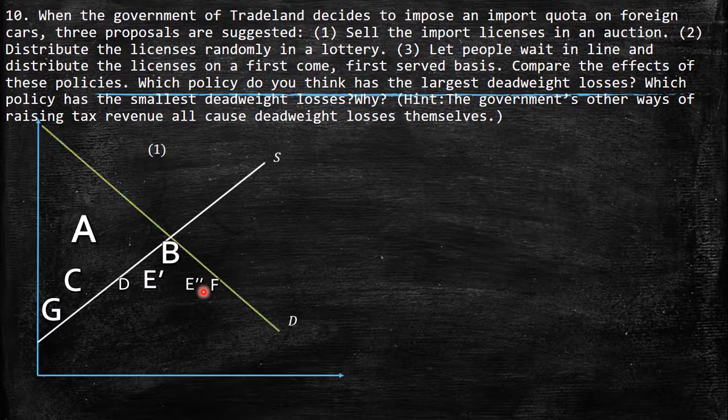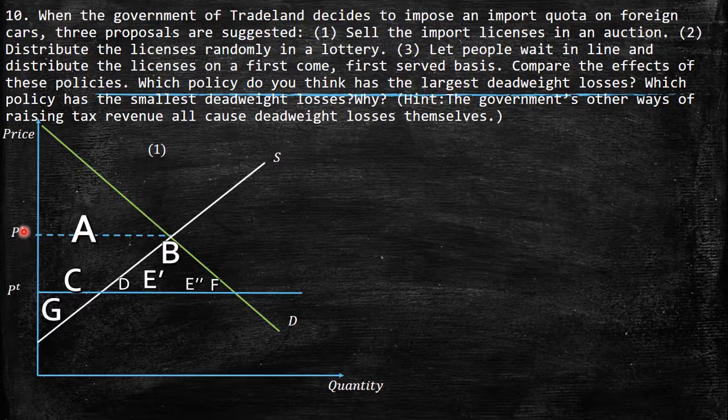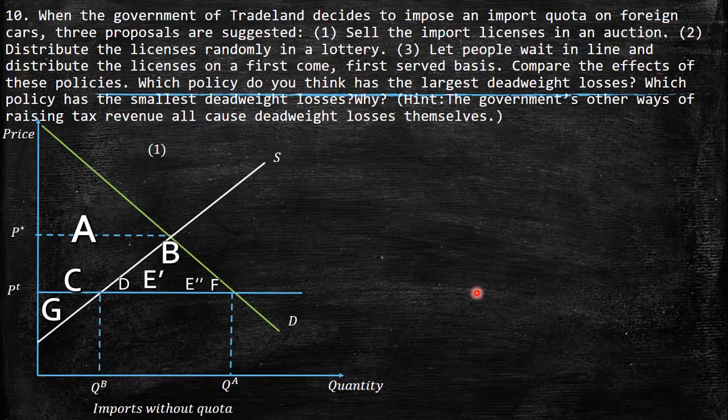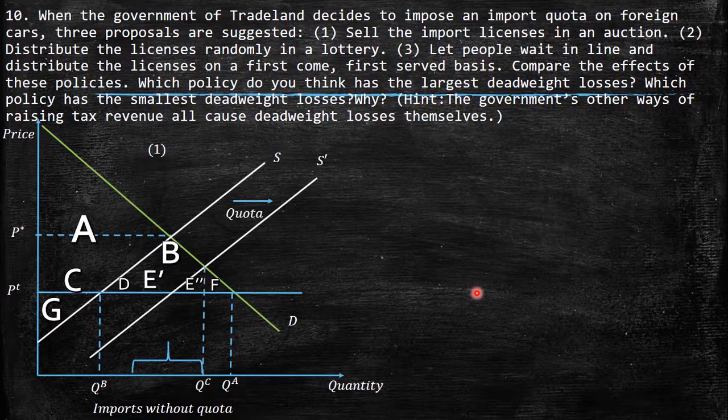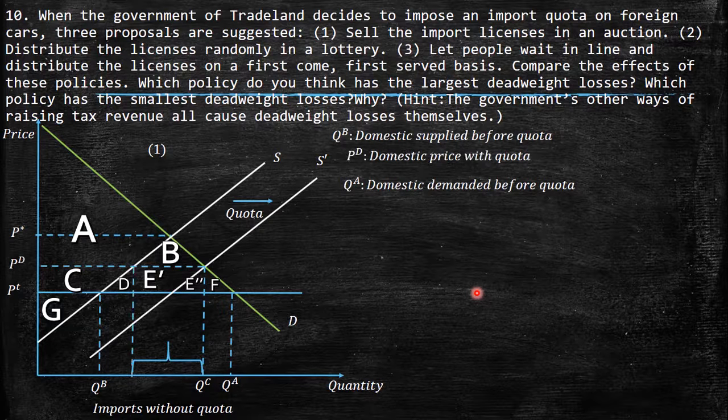So here I try to analyze the first situation, where they sell the import licenses in an auction. So here is the normal price. Okay, here is the PSR, which was the autarky, the no-trade equilibrium. So here, remember, this is the world price, so it represents that this is an import country. So they will demand QA, but the domestic supply just attains this quantity QB, so all this is considered as import. This is the imports without quota. Once there is a quota, you will see here how it will change.